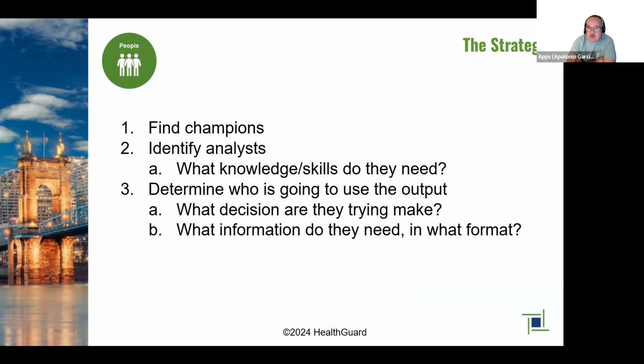So as far as the strategy, the first is the people side of things. A lot of this is what we understand and know, but sometimes we don't always execute on it. The first one is finding champions, right? Who in the organization would get behind an initiative and help us achieve our objective? In this case, if it's cyber risk quantification, who are some folks that would get behind it and support it, especially at the executive level?